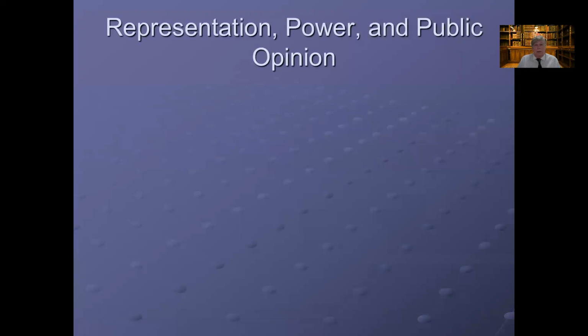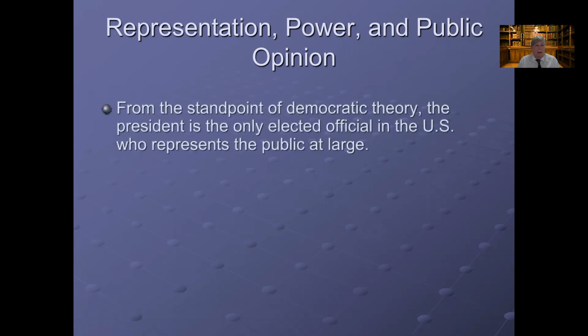Okay, so representation, power, and public opinion. This section focuses on the president as a representative entity, presidential power, and how both representation and power pertain to public opinion. First, from the standpoint of democratic theory, the president is really the only elected official in the United States who represents the public at large. The president is elected by the entire public, the voting age public. And so he representationally reflects or should reflect the public at large.